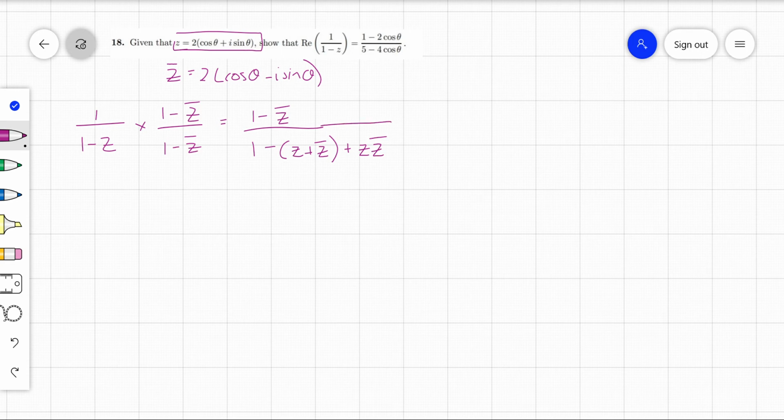All right, so now let's put in whatever that is. In terms of cos and sine, we've got 1 minus z bar, so we've got 1 minus 2 cos theta minus minus z plus 2i sine theta, all over 1 minus... All right, when we add a complex number to its conjugate, we just get the real part. So we've got a 2 cos theta and another 2 cos theta, so we've got 4 cos theta. The imaginary parts cancel each other out, of course.